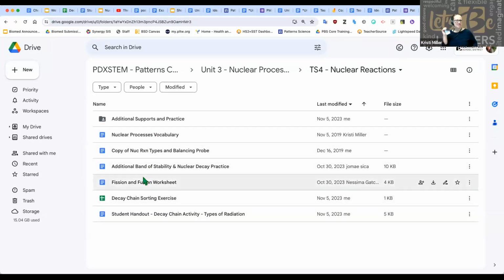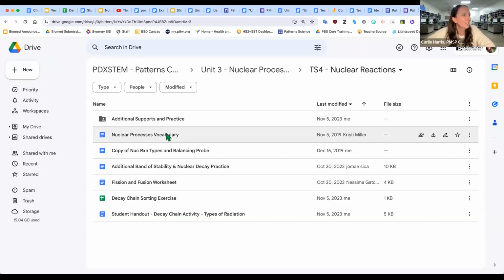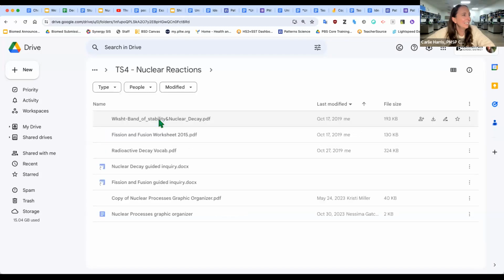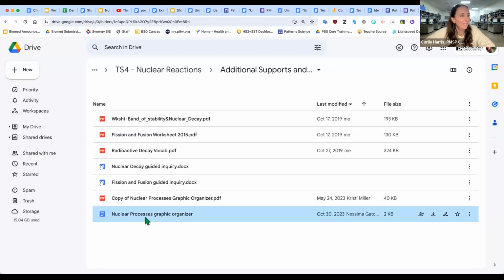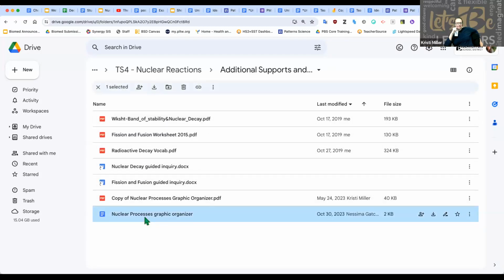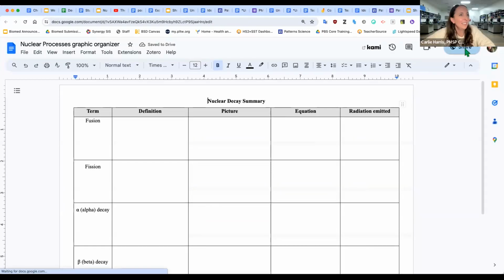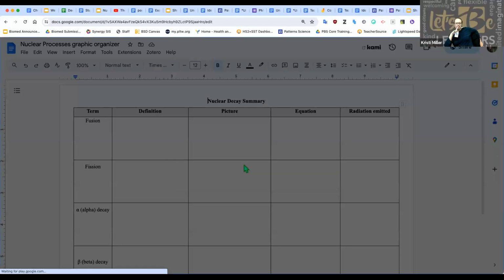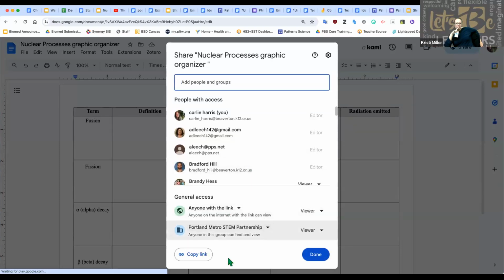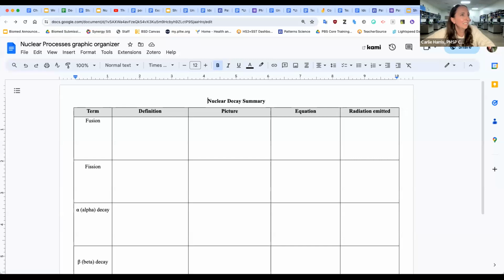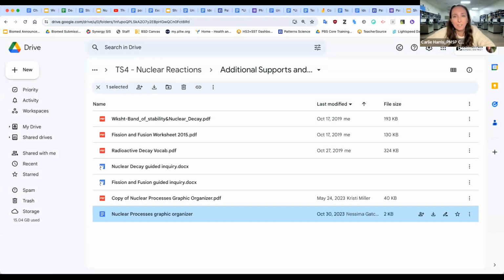Fission fusion worksheet, is that it? Nuclear processes graphic organizer. Let's try that one. I think it's under here. This one. Okay, I think it's this one. But you can open it. So I think it's Nessima. I think Nessima did. Oh, anyone on the internet can view. Maybe if you put the link, it's in task set 4.